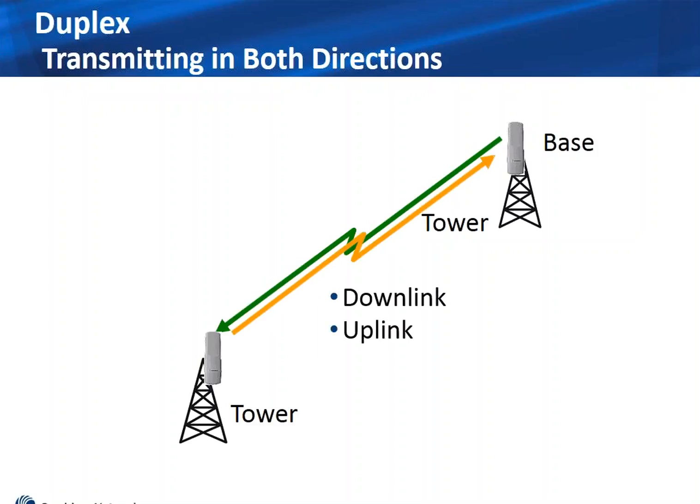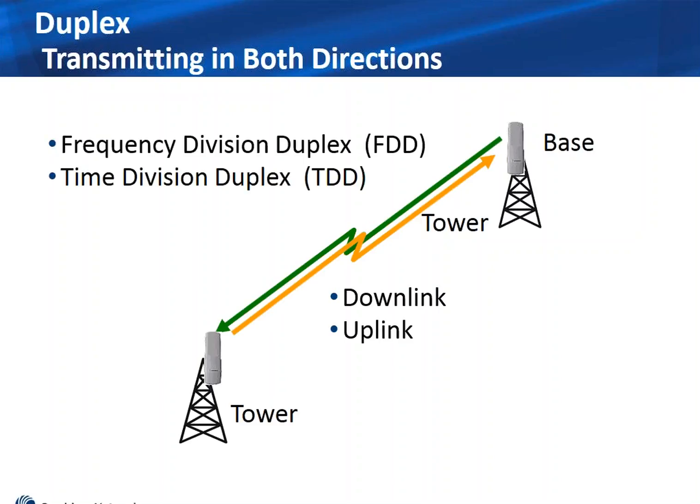of information traffic flow, and we have an uplink direction of traffic flow. So this is a duplex radio. It's able to talk in both directions. But how we talk in those both directions is defined by another type of term, and the two most predominant ones are frequency division duplex, FDD, and time division duplex, TDD.